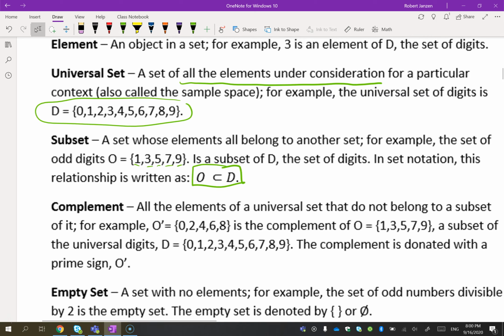A complement is all the elements of a universal set that do not belong to a subset. So for example, if the odd digits are 1, 3, 5, 7, 9, O prime means that the complement of O is all of the numbers that aren't odd. In this case, that would be the even numbers. If you add O plus O prime, it should give you all of the values or digits in the main set.